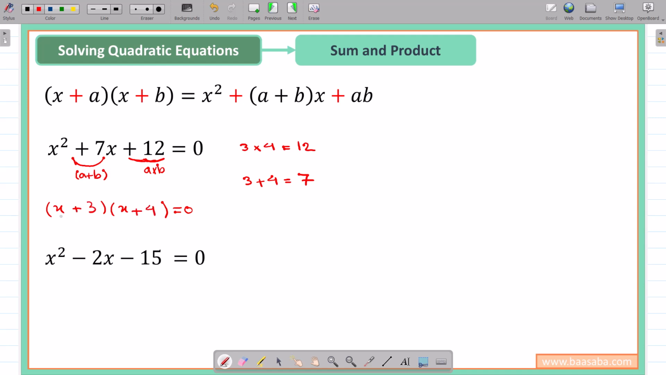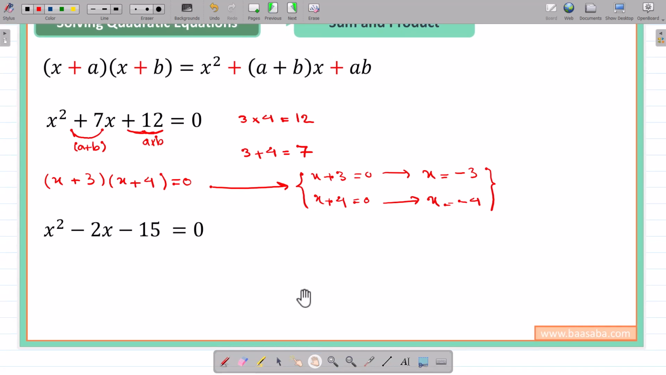Now all we have to do is to solve this equation. We have two factors that can be equal to 0. One of them is x plus 3 equal to 0, and the other is x plus 4 equal to 0. So the first root is negative 3, and the second one is negative 4. This equation had two real roots.